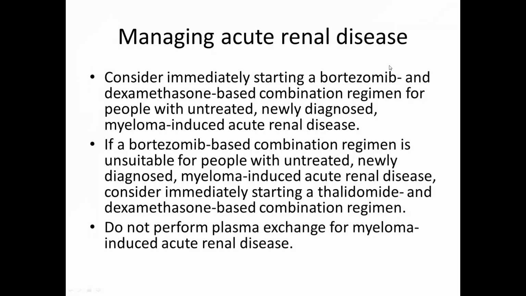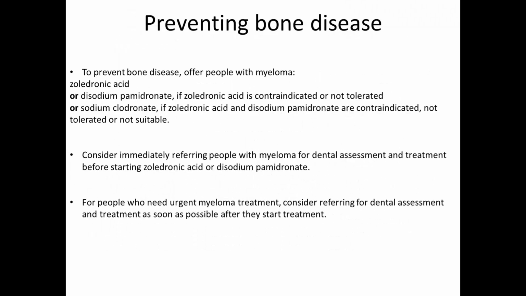We discussed preventing bone disease, so there's clear evidence that patients should be on a bisphosphonate, and zoledronic acid was the preferred one. Pamidronate could be used, and this is particularly relevant for people who've got renal impairment, where zoledronate may be contraindicated. Pamidronate can be given to patients with renal impairment, although it has to be given slowly and the dose reduced. Sodium clodronate is a less favourable option, but it can be used if the other agents are contraindicated.